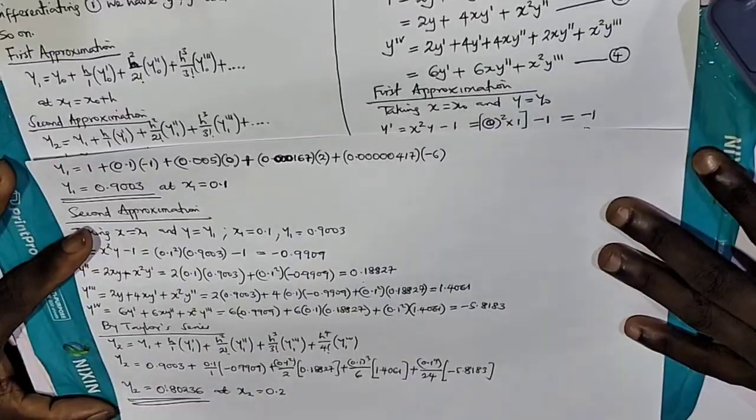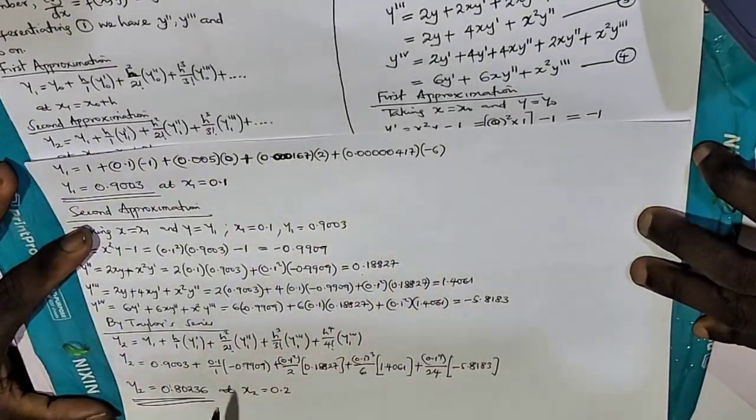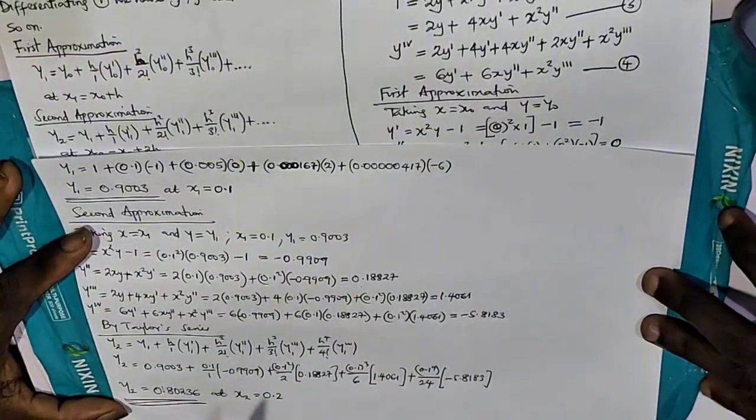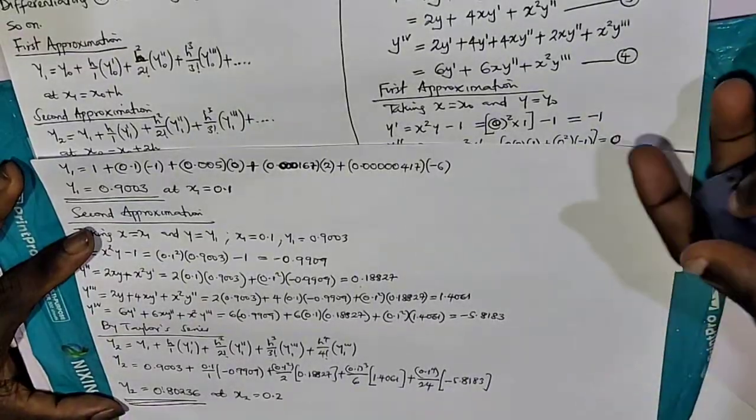Endeavor to cross check all of these values we have calculated and make sure that there is no calculator error. So here comes the end of example 1 on Taylor series. Thank you and God bless you. Watch out for the next video.